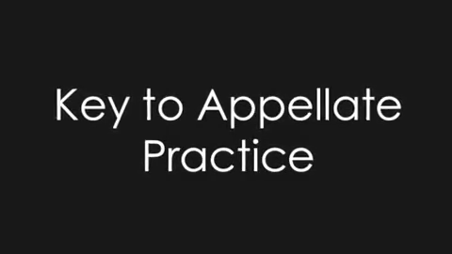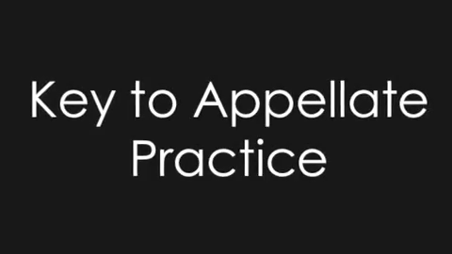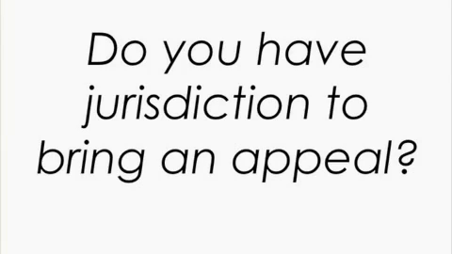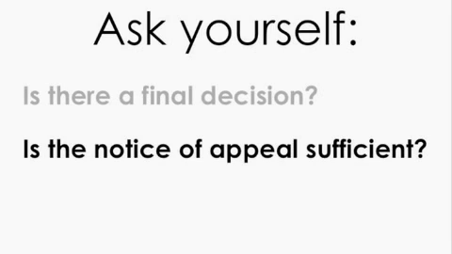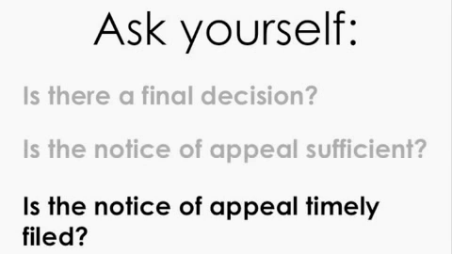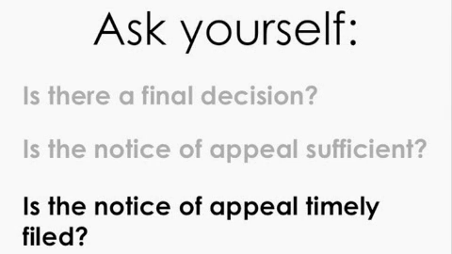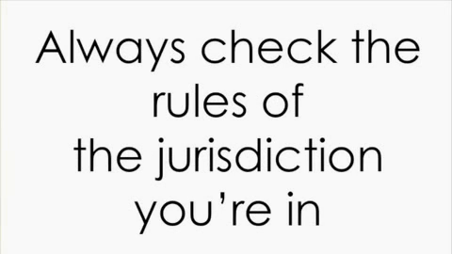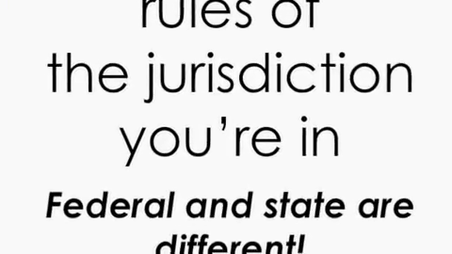Now that you've been given an overview about civil cases versus criminal cases and state court versus federal court, there's one main key to appellate practice that you need to remember. Do you have jurisdiction to bring an appeal? Ask yourself, is there a final decision? Is the notice of appeal sufficient? Is the notice of appeal timely? That is, did you file it in time? Always check the rules of the jurisdiction you're in. And remember, federal and state are different.